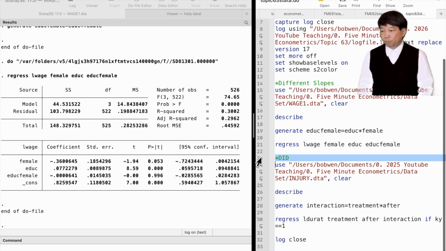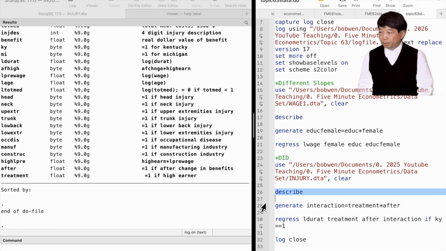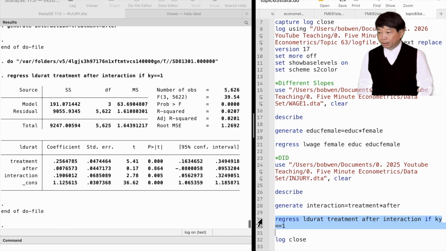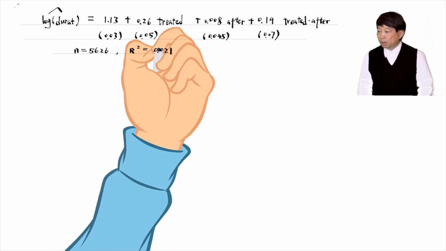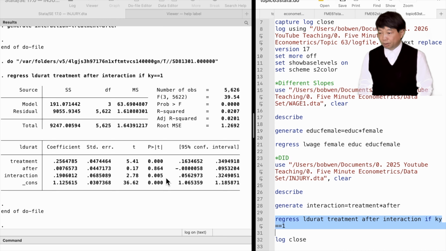In Stata, we regress the log of the length of compensation time on the two dummy variables and their interaction term for the workers in Kentucky. The OLS estimate for the interaction term is 0.191, indicating that the law increases the duration of compensation by about 19%. The t-statistic is 2.78 and its p-value is 0.005. The interaction is statistically significant at the 1% level.